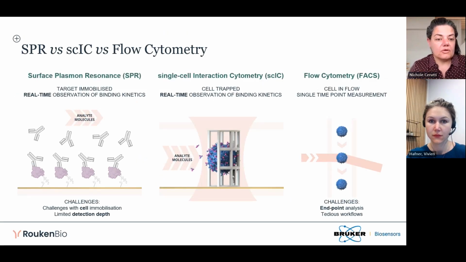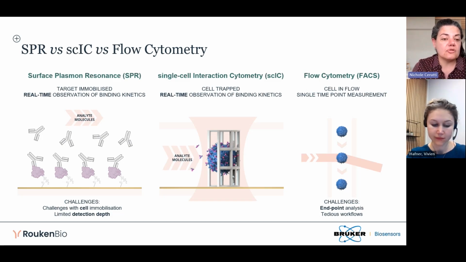So knowing that we can offer SPR, flow cytometry, and now recently scIC, I'd just like to highlight the differences between the techniques. So with surface plasmon resonance, you have your target immobilized, and this target is an isolated target, a recombinant protein in most instances, and you're able to monitor in real time the binding of your specific molecule to the target of interest.